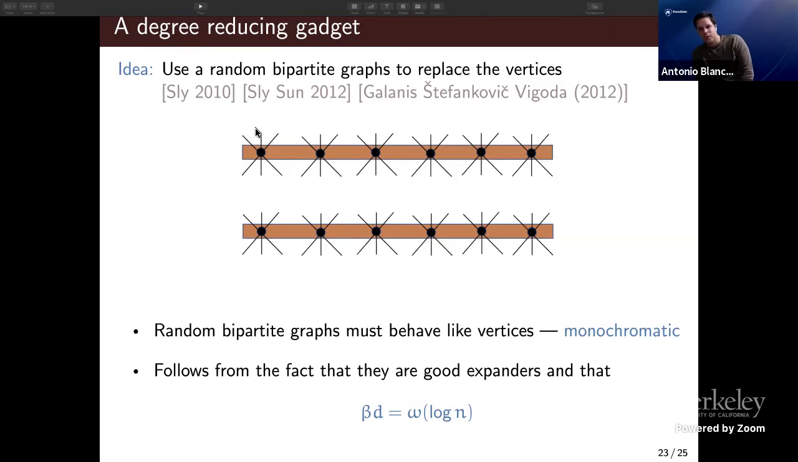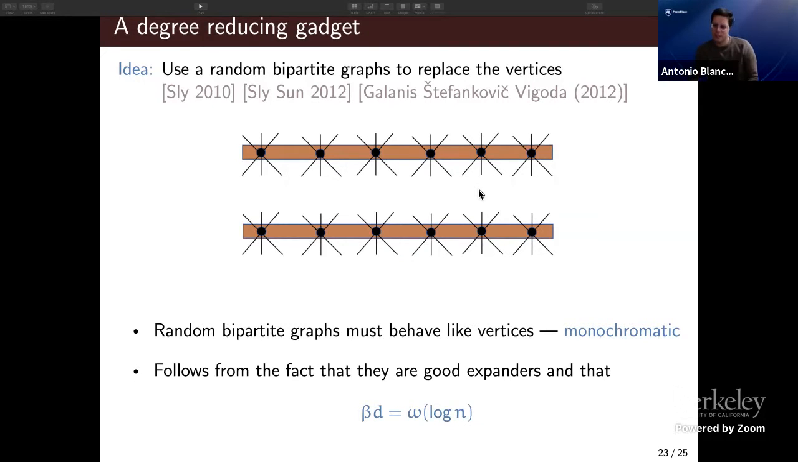So in order for this to work, we need these gadgets to behave like vertices. Essentially what we want is that they are monochromatic, regardless of the influence that comes from the outside, as long as they're very close to the ground state. We want these to be mostly red, mostly green, mostly blue, because a vertex will only have one color, and the dominant color in this gadget will essentially be the color of the vertex. And this follows from two things.